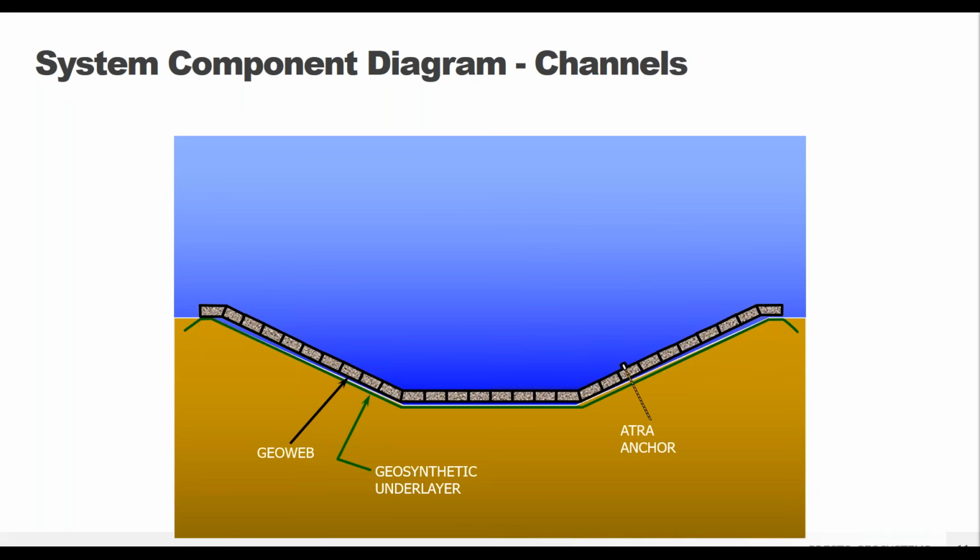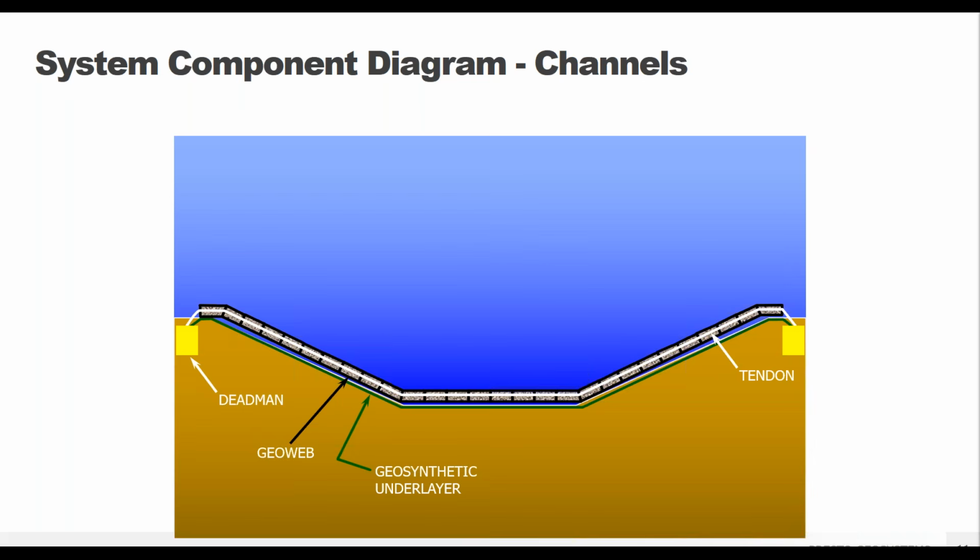So we have two options for anchoring the panels. The first is to use stakes. You can either use Atra anchors, which are metal rebar, or the Atra speed stake, which is a fully HDPE stake. These are placed along the face of the channel and also at the crest. The second option is to use a tendon and crest anchorage system.